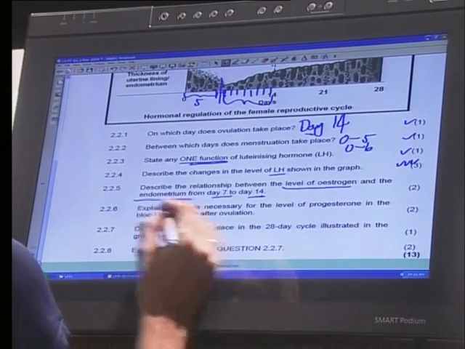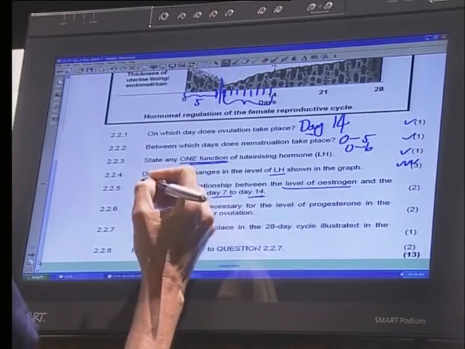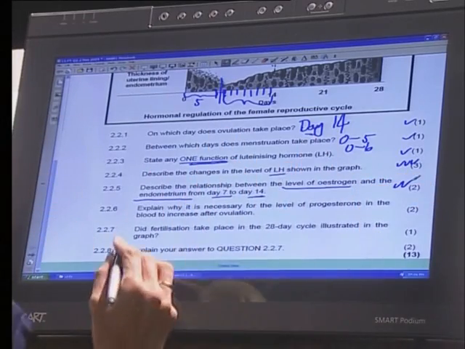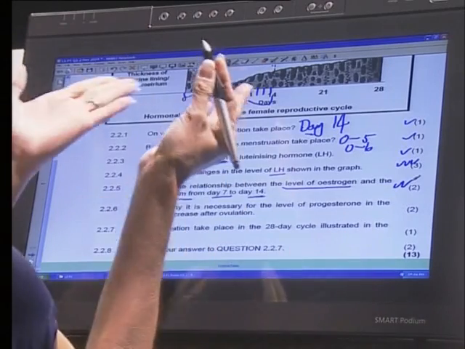Okay. All you're doing there is looking at it and explaining what you see. It's another 2 marks for nothing. No learning, it's what you see.